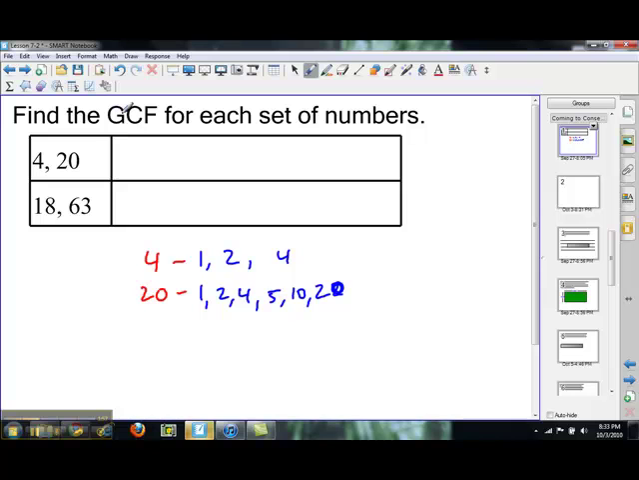And I'm looking for the greatest common factor. So here's my list of factors and the factors that they have in common. And since I'm looking for the greatest, I'm going to look at the large end of the list. So I know it's not 20. I know it's not 10. I know it's not 5, because there's no 5, 10, or 20 up here. But I see a 4 in both of those. So the greatest common factor of 4 and 20 is 4.